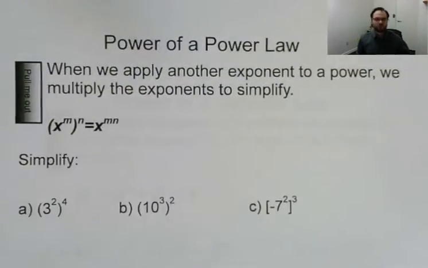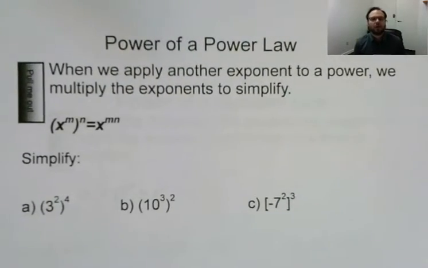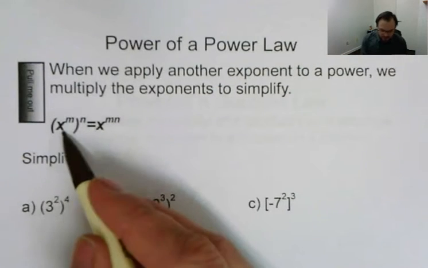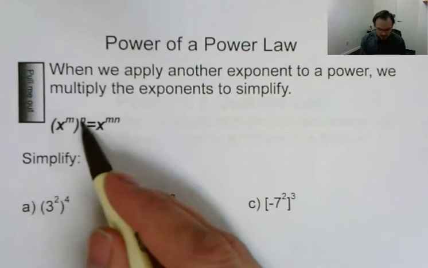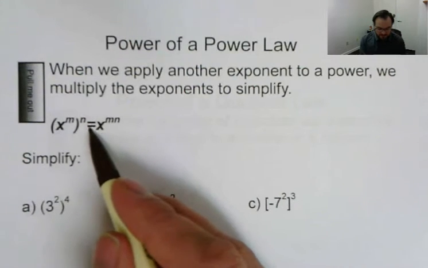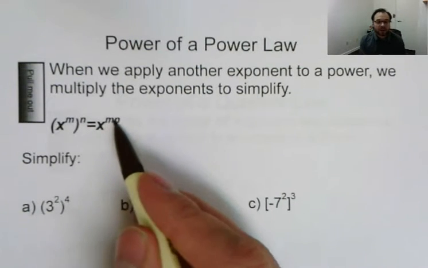So here's my first rule. My first rule is called power of a product. So when we apply another exponent to a power, we multiply the exponents to simplify. So what does that mean? This means right here, if I have a base x to the power of m, and all of this to the power of n, that means it's equal to x to the m times n.